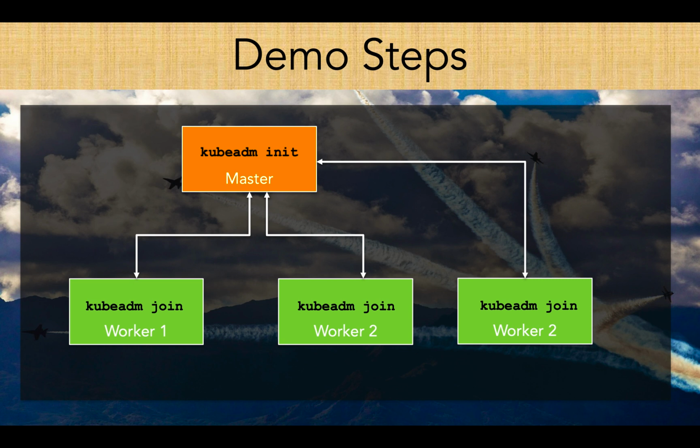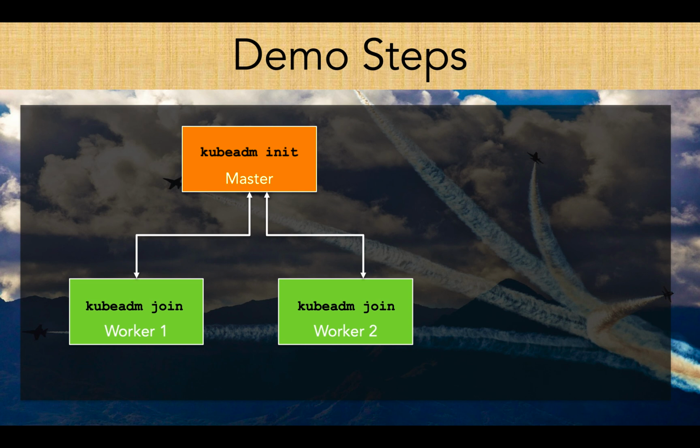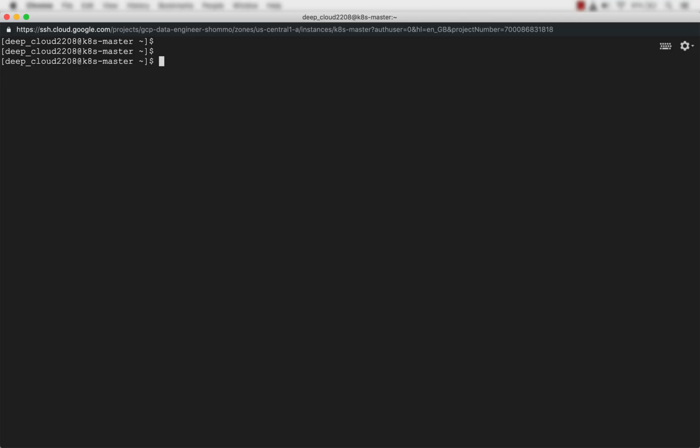So basically, we'll be using this setup. We'll be having 1 master and 2 worker nodes. So let us go ahead and do so. What I'll do is I'll log into the master node and I'll run the kubeadm init command. And this is my master node.